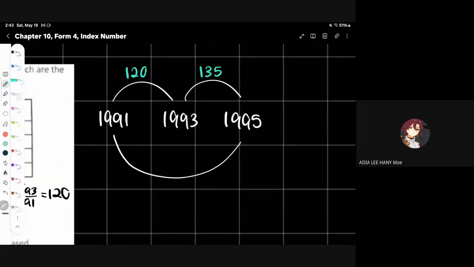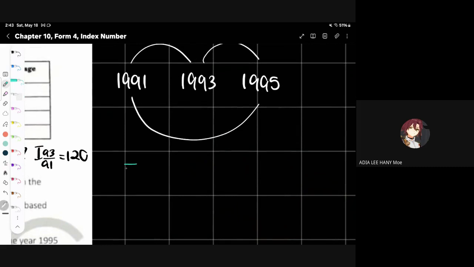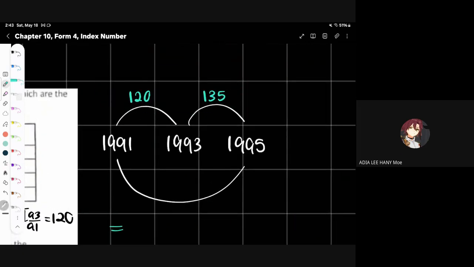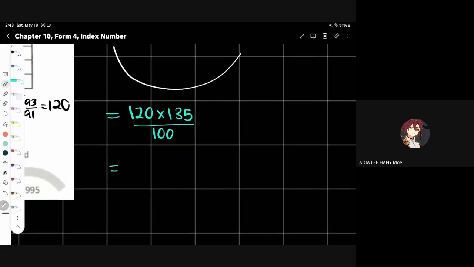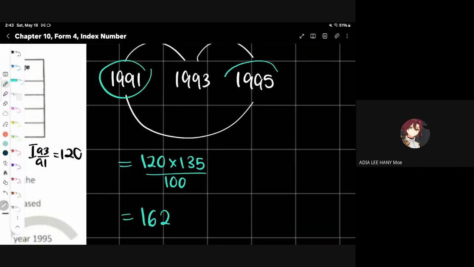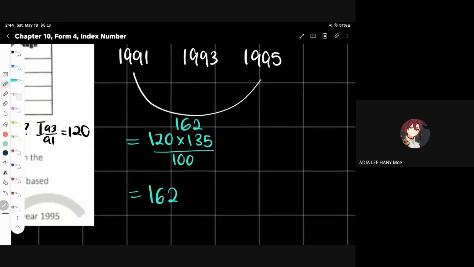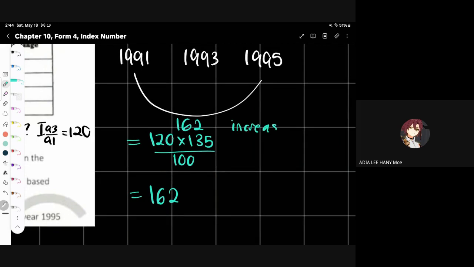So this is why we use the smiley method. What is the formula for the smiley method? The formula is very simple. These two values here, you have to times. So 120 times 135, and then you have to divide by 100. The answer will be 162. So basically, it is saying that from 1991 to 1995, the price increased by 62%. Simple, right?